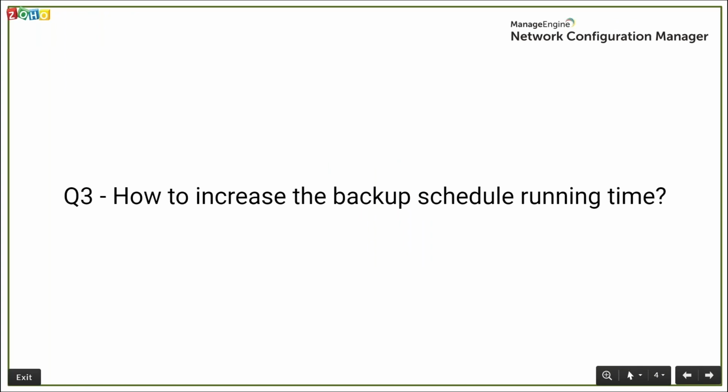How to increase the backup schedule running time? For example, the default timeout value is 20 minutes. If the backup process takes more than 20 minutes, Network Configuration Manager fails to back up some of the devices. In this case, you can increase the backup schedule timeout from Network Configuration Manager. I will show you how to increase the timeout value.